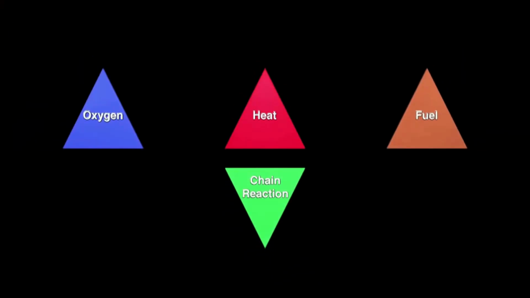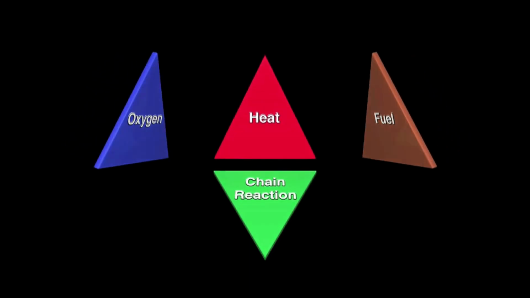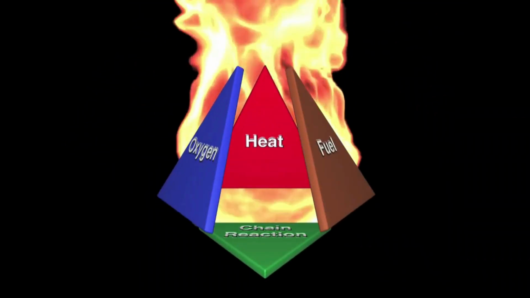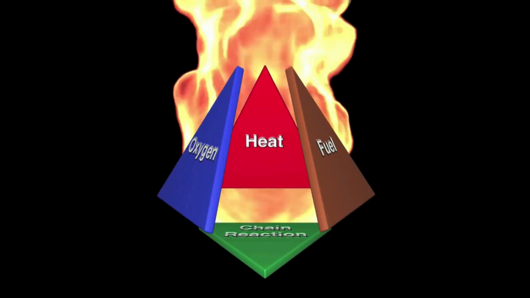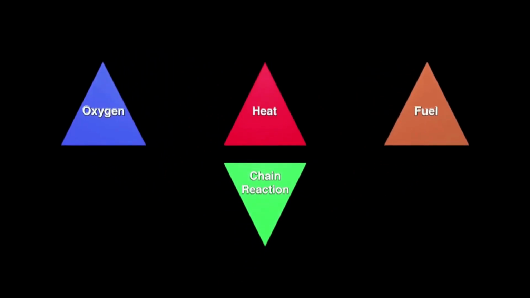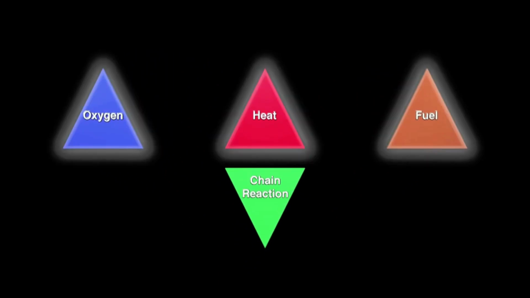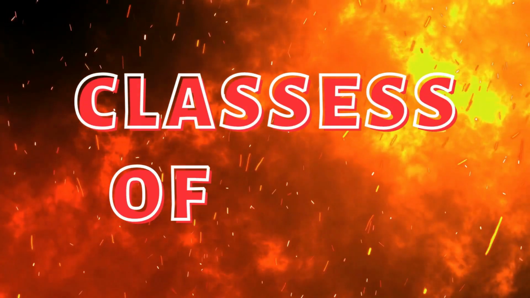3 basic elements must be present for a fire to occur: fuel, heat, and oxygen. Fuel can be any combustible material in any state of matter, solid, liquid, or gas. Most solids and liquids become a vapor or gas before they will burn. Classes of fire.